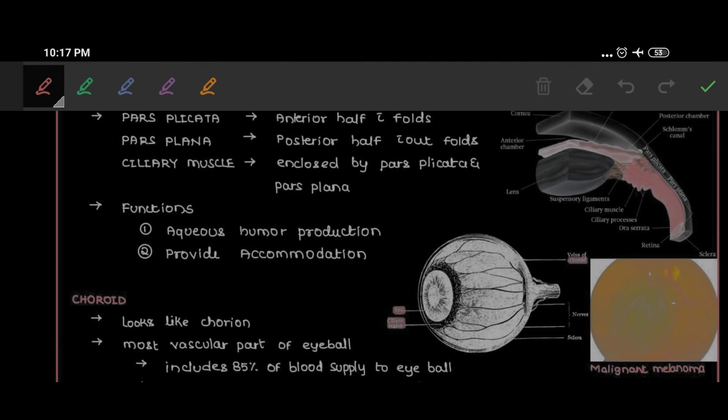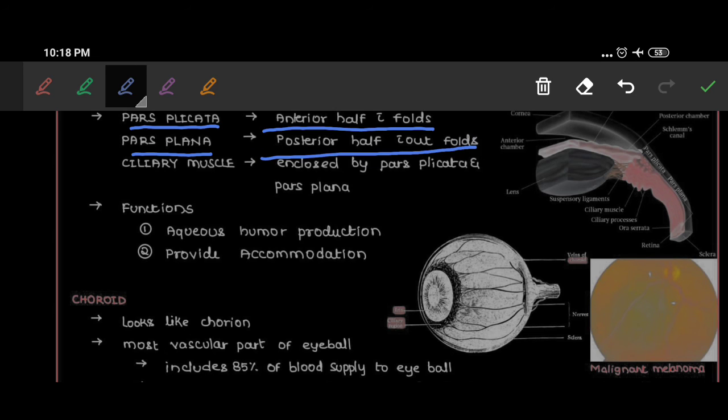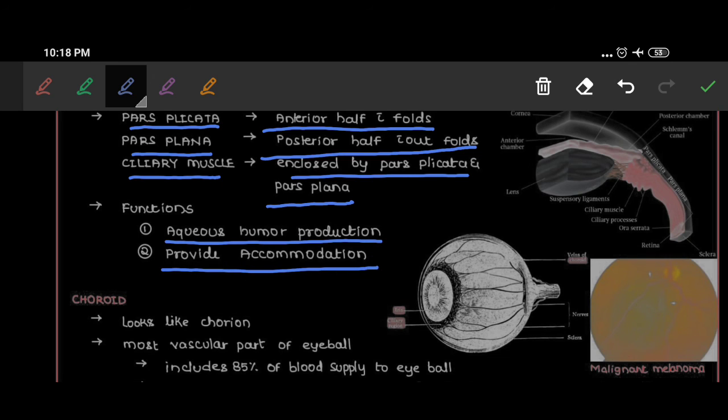As I have told you earlier, our ciliary body has two parts: the pars plicata and the pars plana. The anterior half with folds is known as the pars plicata, and the posterior half without folds is known as the pars plana. The ciliary muscles are enclosed by the pars plicata and pars plana. Functions: the functions of the ciliary body are production of aqueous humor and providing accommodation. When we see near objects, we need accommodation, which is provided by the ciliary muscles.